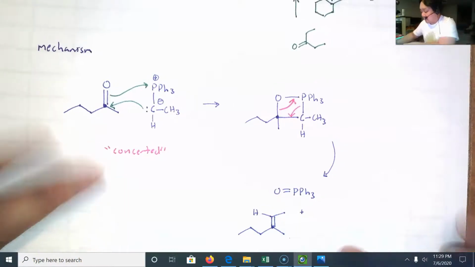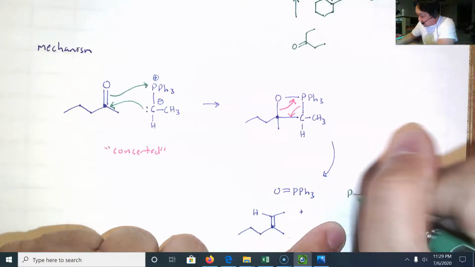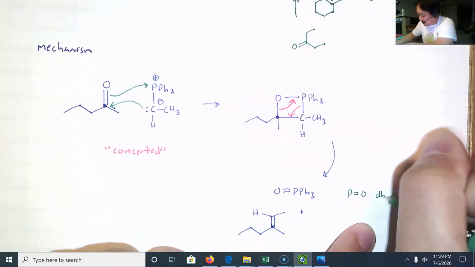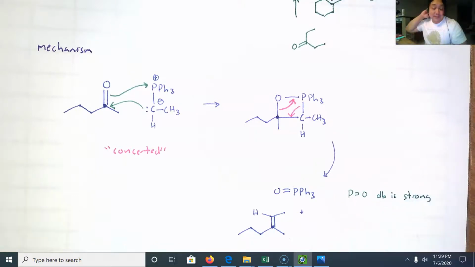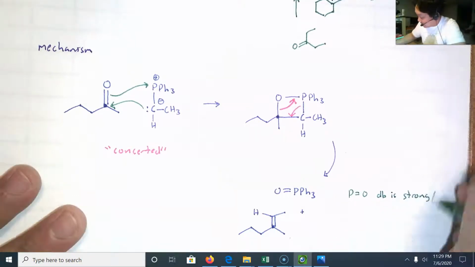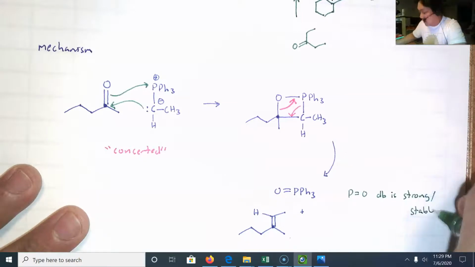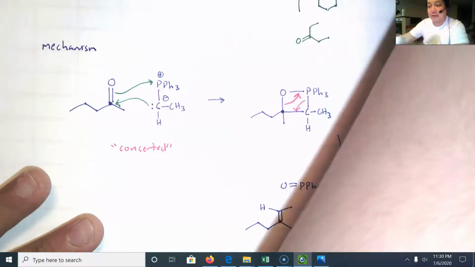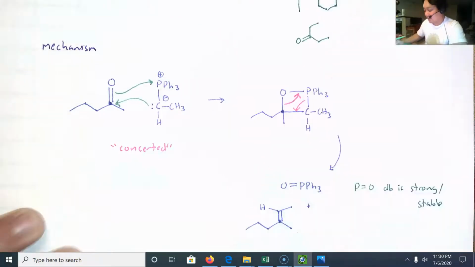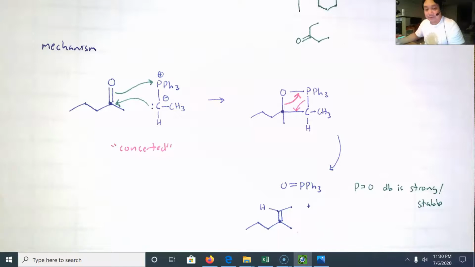Here is that the phosphorus-oxygen double bond is strong. Okay, it's very stable. And you want to form stable products, right? Equilibrium will favor the more stable products. So that's your driving force. Excellent reaction. I mean, there's no doubt why Wittig got the Nobel Prize for this.